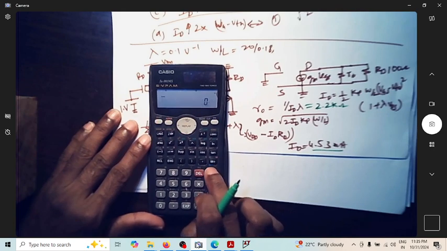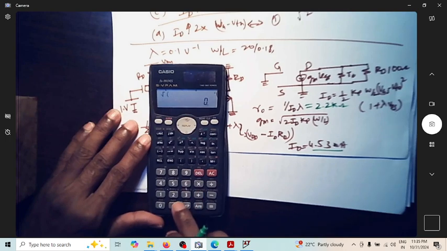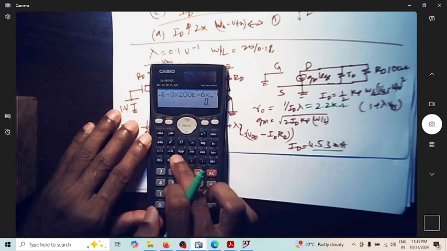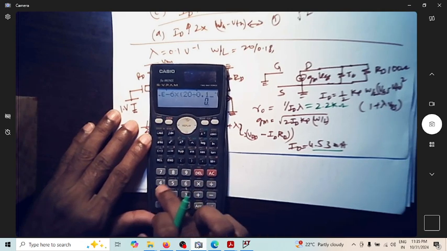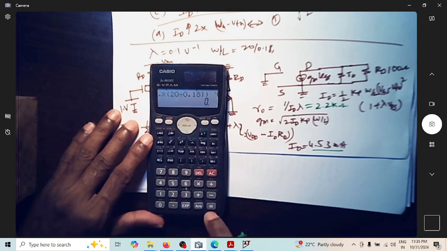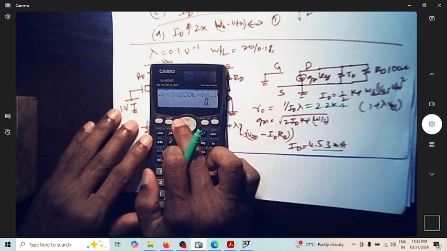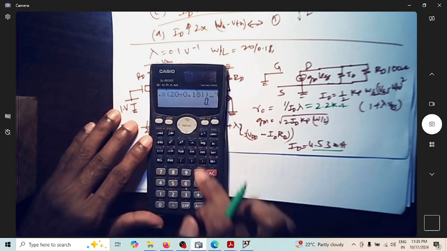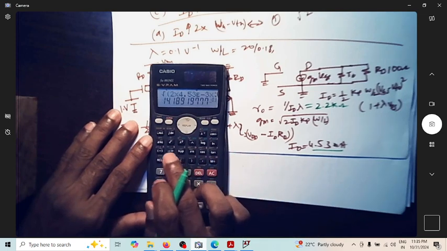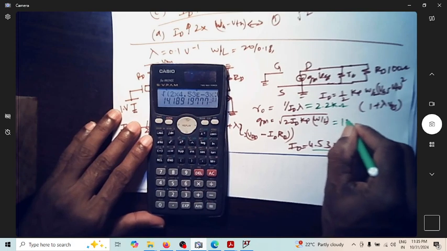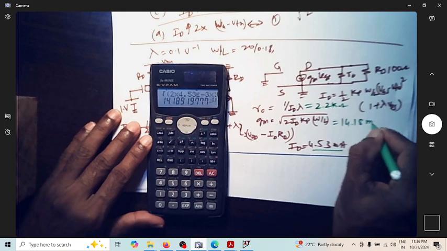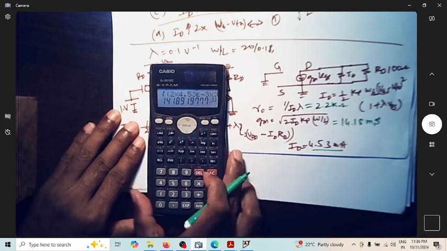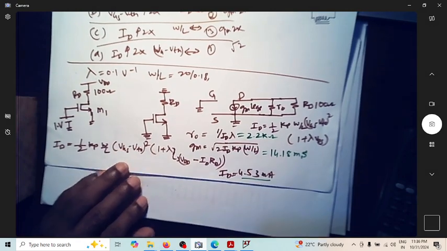How about gm? gm is the square root of, open the parenthesis, 2 into 4.53 exponential minus 3 into 200 exponential minus 6 into W value, 20 divided by 0.18. Close the parentheses, it is 2. I'll get the value of gm. Now you can press engineering, and you get it as 14.18 millisiemens.